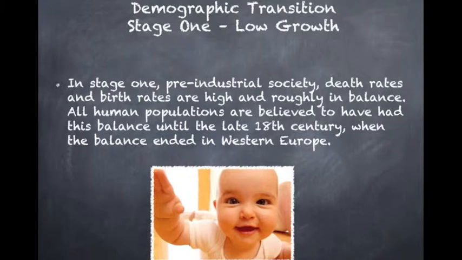And this is really going to stay this way. You're not going to see any societies advance out of stage one until you get into the late 18th century, which is the early 1700s, when you'll see this balance ended in Europe. And it'll be ended by the agricultural revolution.